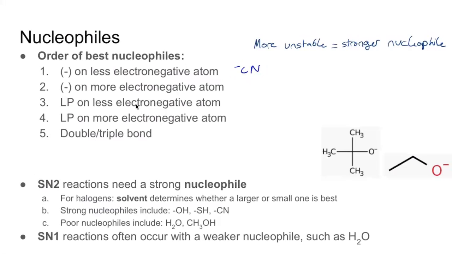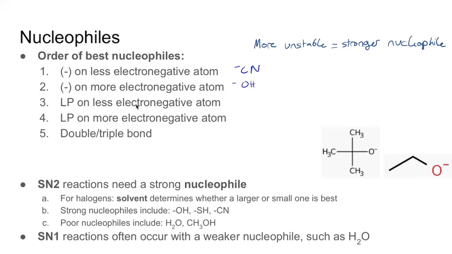It's ready to go and attack another molecule. Next, we have a negative charge on a more electronegative atom. For example, hydroxide, which I used several times in our examples today, is a little bit more stable than carbon with a negative charge, just because oxygen is more electronegative. So oxygen is not quite as good a nucleophile as carbon, but still very good.